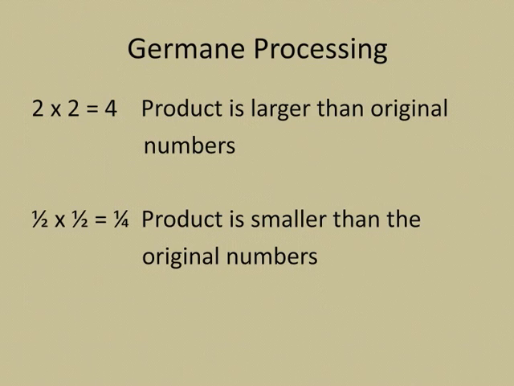realize, for example, that multiplying fractions looks different than multiplying whole numbers. For instance, 2 times 2 equals 4. When I multiply two whole numbers together, the product is a larger number than the whole numbers. But when I multiply 1/2 by 1/2, I get 1/4. The product is actually smaller than the original numbers.